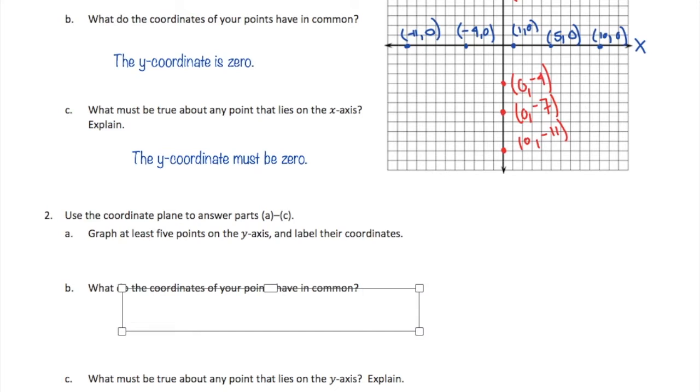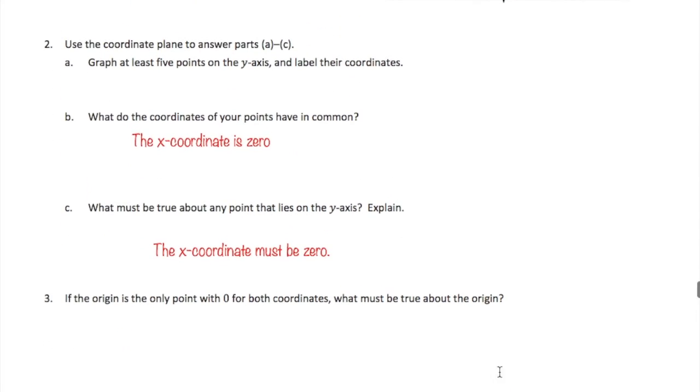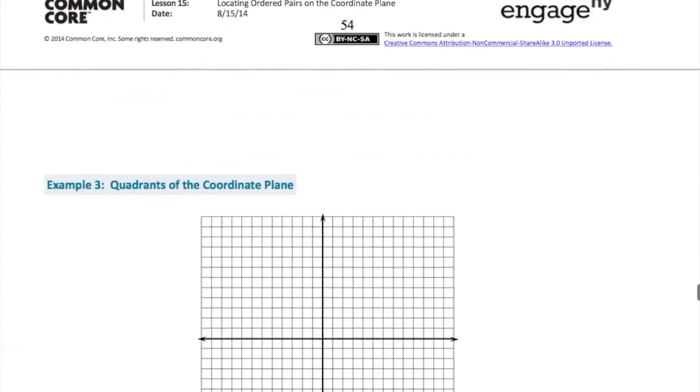So what can we say about points on the y-axis? We can say that the x-coordinates are all 0. So what must be true about all points on the y-axis is that their x-coordinates must be 0. Now, if the origin is the point on both axes, what must be true about it? The x and y coordinates must both be 0 for that point.